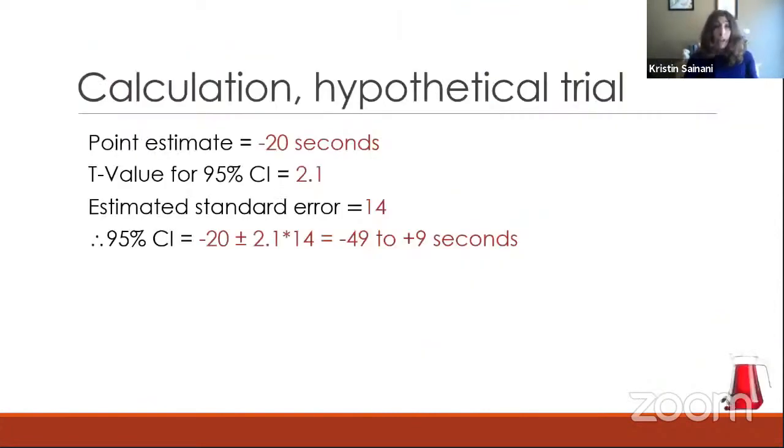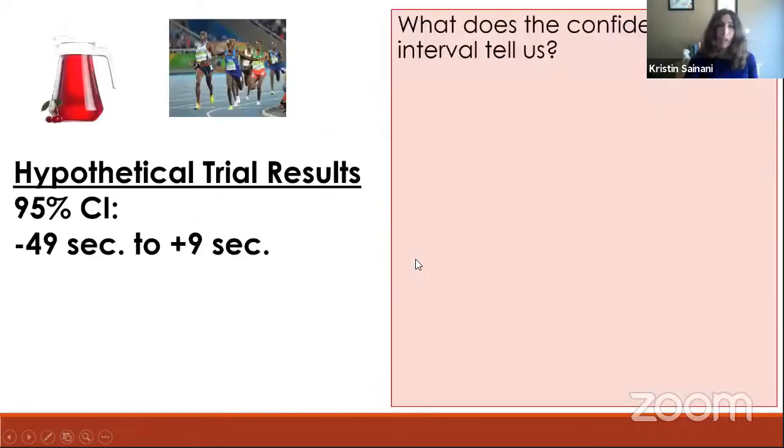All right, I then took the data from my hypothetical cherry juice trial, and I calculated the confidence interval for that specific trial. I saw a difference in means of negative 20. I do plus or minus 2.1 times the standard error that I saw in that trial, which was 14. And I get a confidence interval of negative 49 to positive 9. So how do I interpret those results? What does that confidence interval actually tell us?